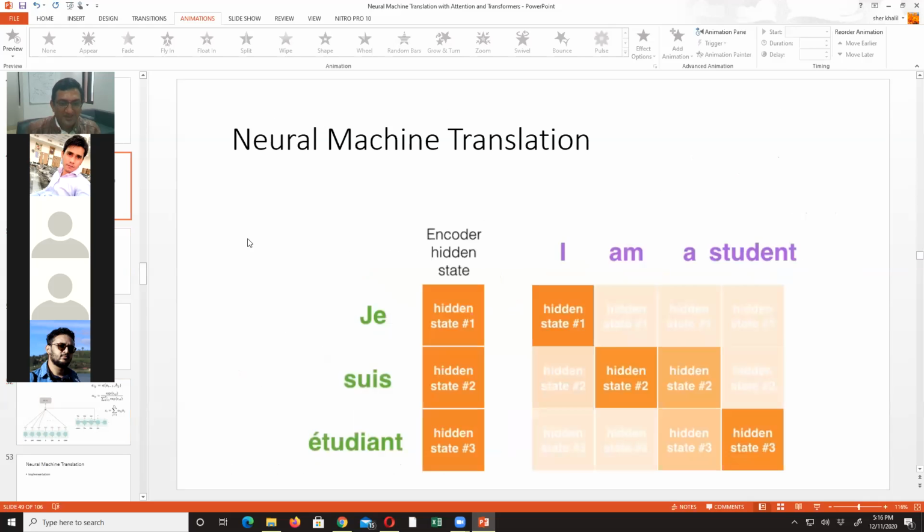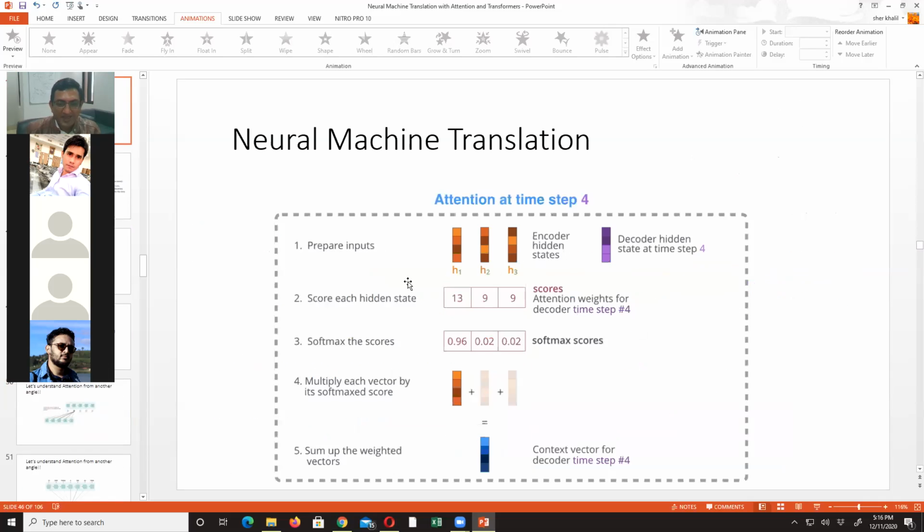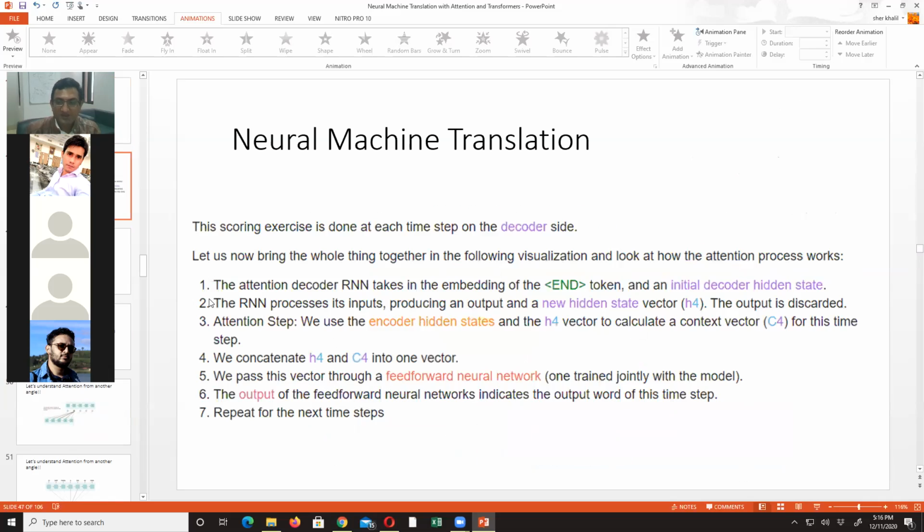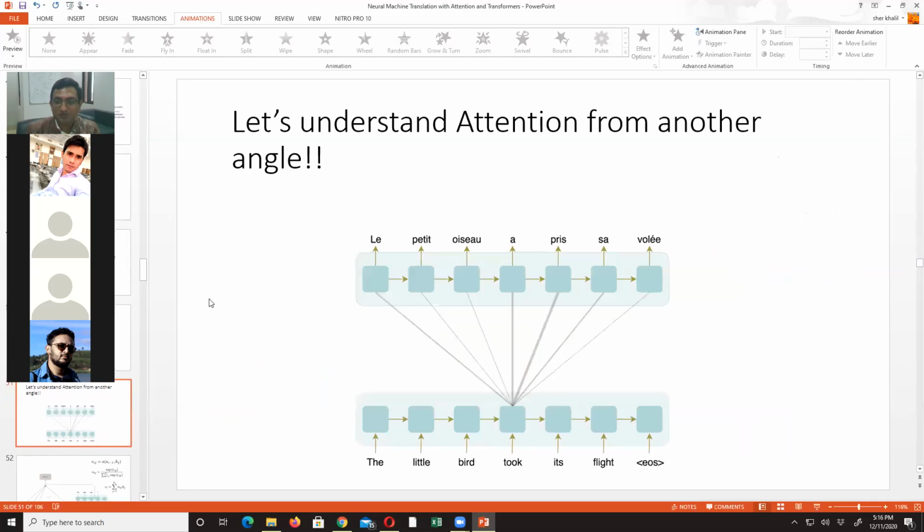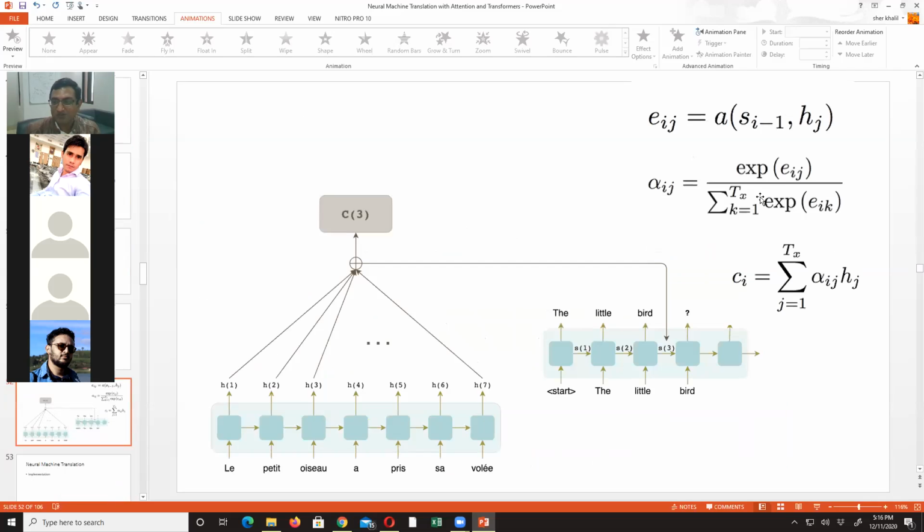So here, when I say we will have these scores, these are softmax scores. And where are these softmax scores coming from? They are coming from the learning, during the training time.